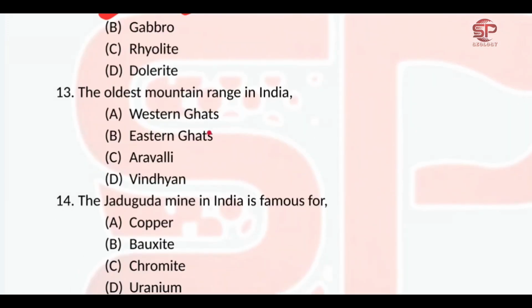The oldest mountain range in India will be Eastern Ghat. Eastern Ghat is the oldest mountain range in India. Western Ghat is from around 150 million years, from when it detached from Madagascar. Then Aravalli is Proterozoic age, but Eastern Ghat has an age of more than 2.5 billion years. Then also Proterozoic.